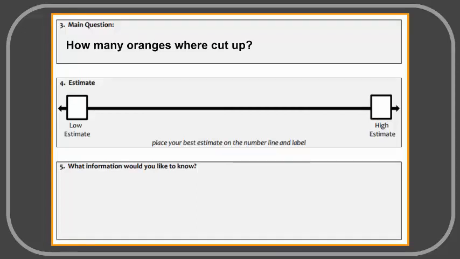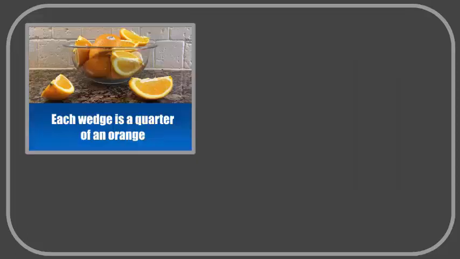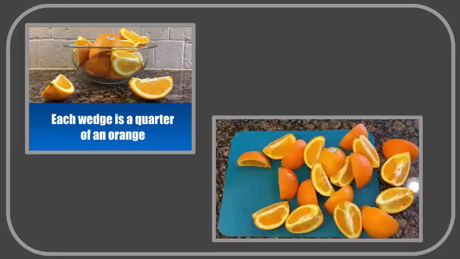For example, a student may ask, how many oranges were cut up? Students then make an estimate and decide what information they need in order to solve the problem. For example, how many slices are there and what size is each piece? As students ask questions, clues such as each wedge is a quarter of an orange or that there are 20 slices in all can be revealed.